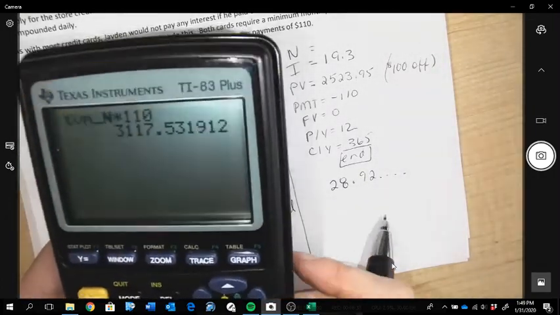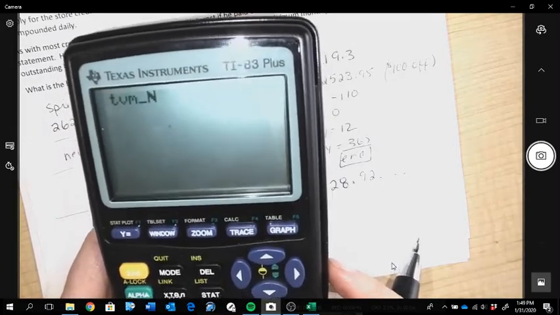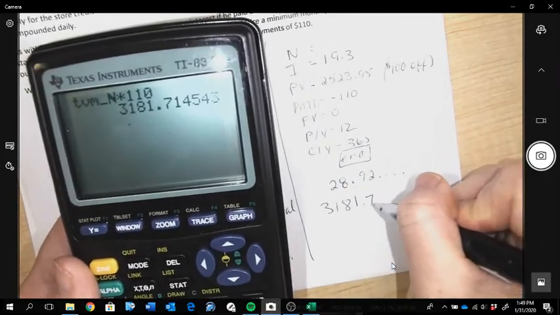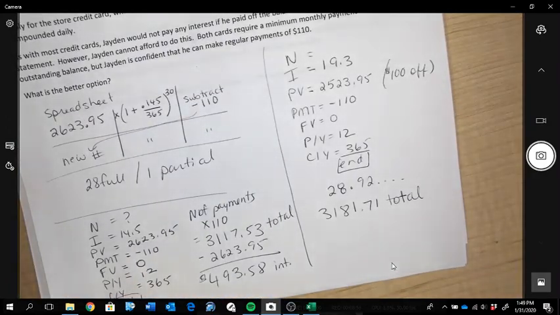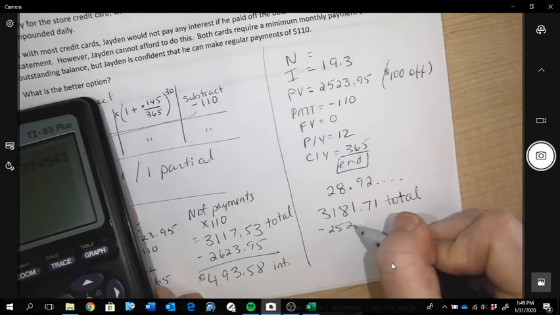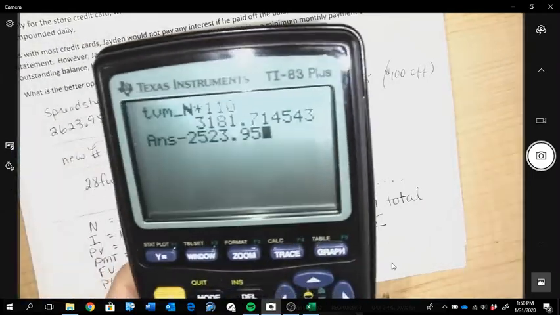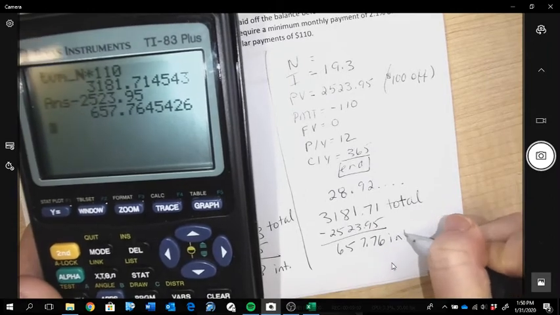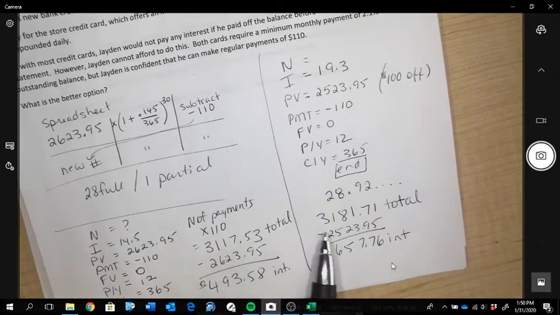I'm going to go to my home screen, take the number of payments, number 5, times $110. So this time I'm paying that much total, and if we subtract the original, we are going to pay $657 in interest. So which option would you go with? Looks like I would go with the first option. You're paying less total, less interest.